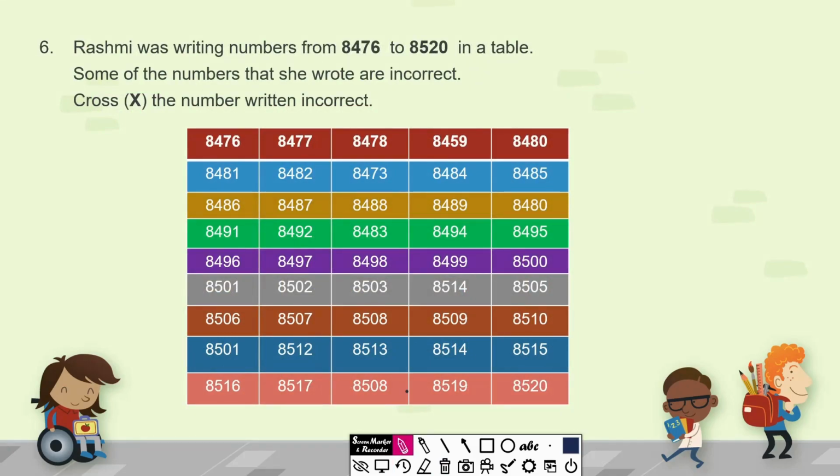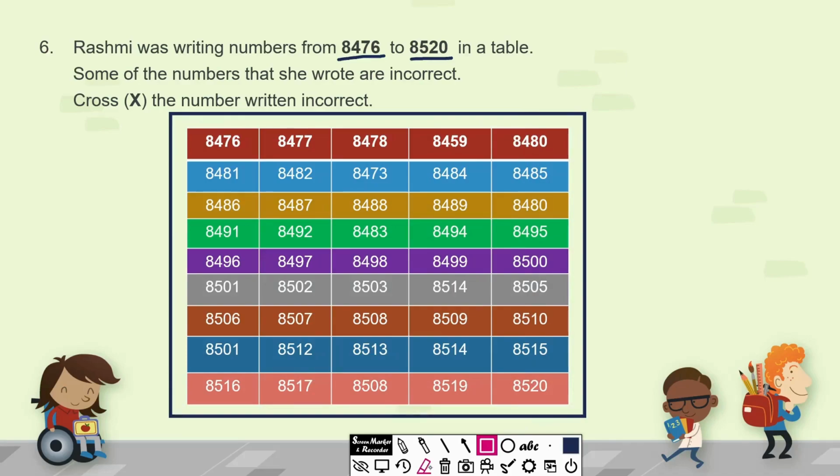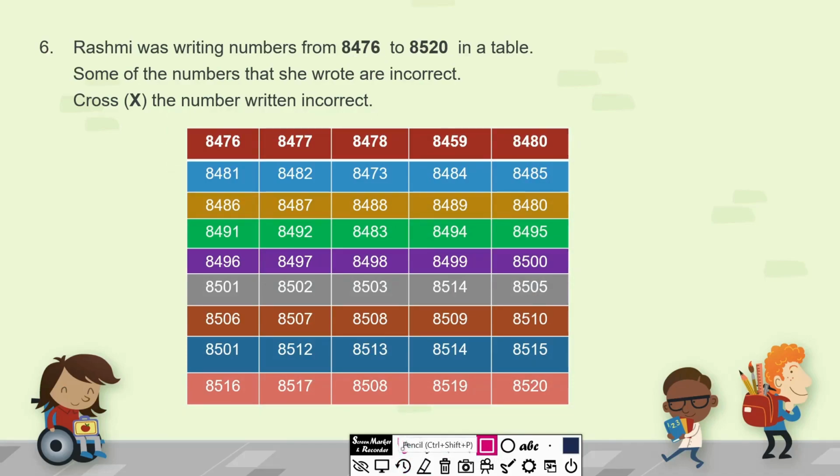Rashmi was writing numbers from 8,476 to 8,520 in a table. Here is the table in which Rashmi was writing the numbers. Some of the numbers that she wrote are incorrect. Cross the numbers written incorrectly. Okay, let's do it now.